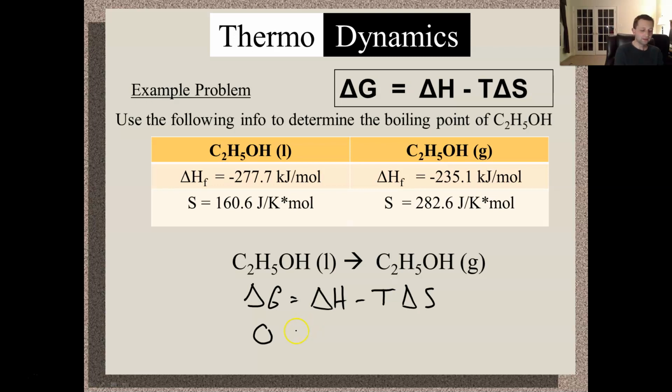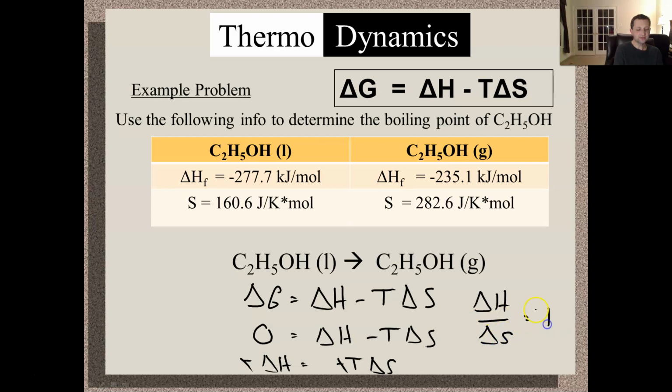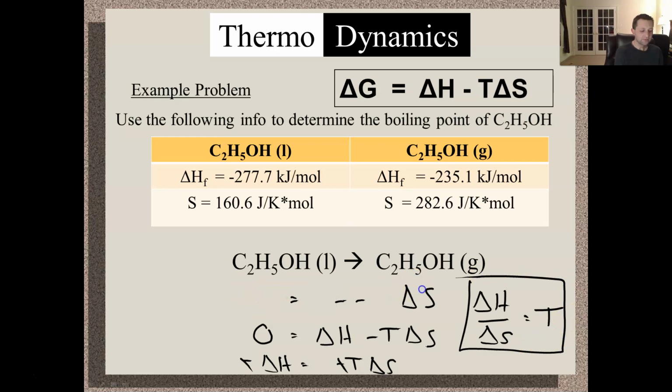0. That's equal to delta H minus T delta S. If I reorganize this equation, I move delta H over here, okay, negative delta H equals negative T delta S. The negative signs cancel out and divide both sides by delta S. I end up with delta H over delta S equals T. That is what I want to use to solve this. So what you'll end up doing here is figuring out what is the delta H for this reaction and what is the delta S for this reaction.